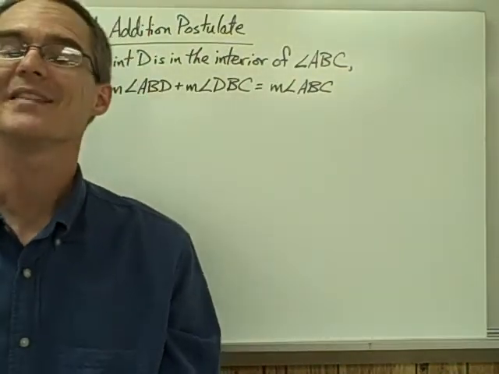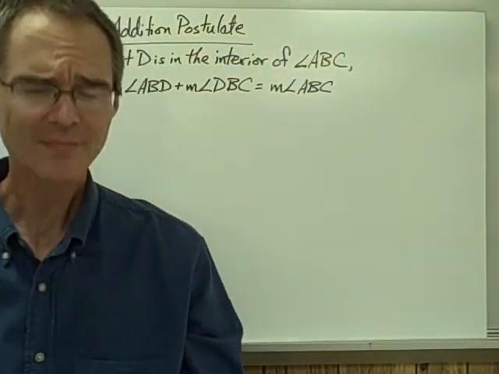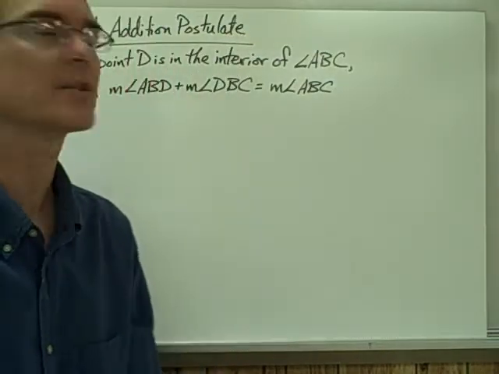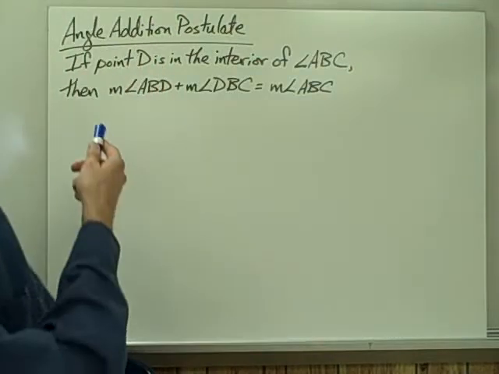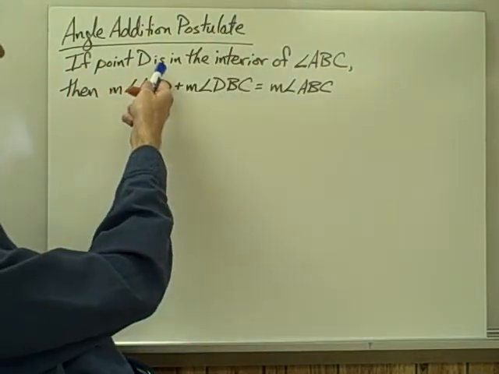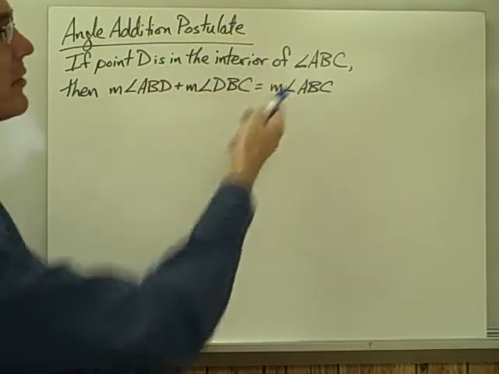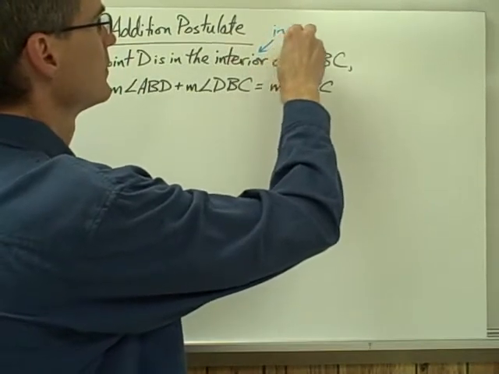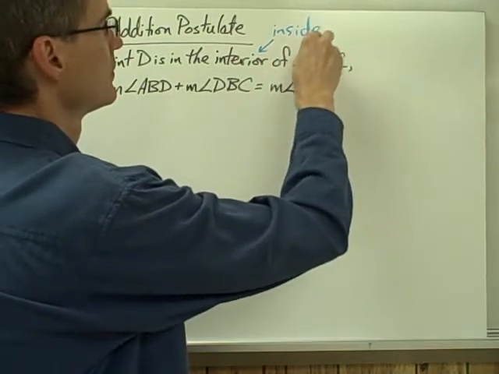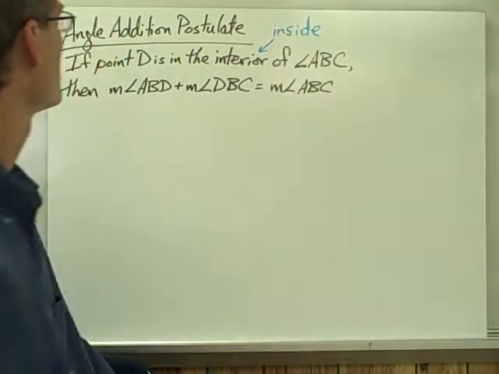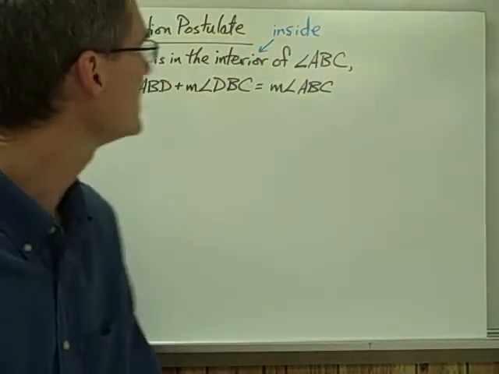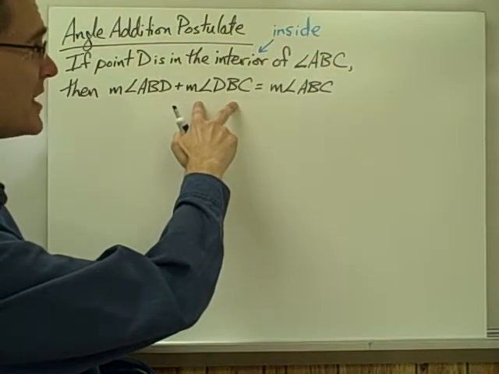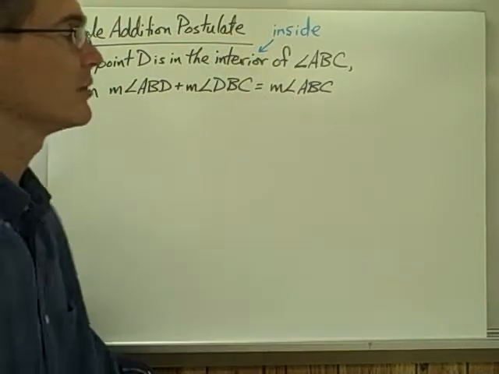Okay, next we're going to talk about the angle addition postulate. The angle addition postulate is very similar to the segment addition postulate, except, as the name implies, we're talking about angles. The angle addition postulate says if point D is in the interior of angle ABC, and interior, by the way, just means inside, so if point D is inside of angle ABC, then the measure of angle ABD plus the measure of angle DBC equals the measure of angle ABC.